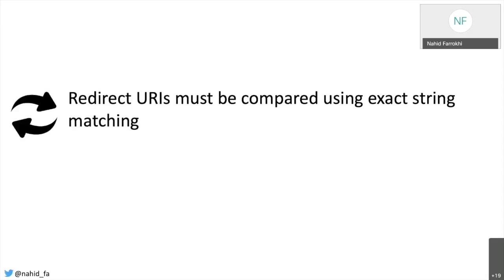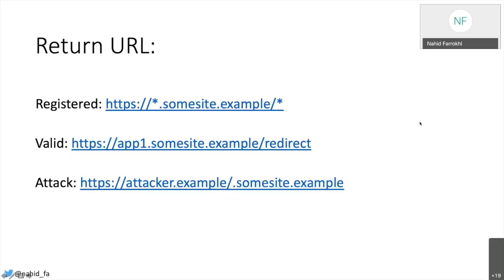Here I have a couple of URLs showing you that, for example, if the registered one is a wildcard one, both the valid and the attacker's will work, right? Having an exact redirect URI is going to help detect the mix-up attack as well. The mix-up attack is a very complex attack, but it comes into the picture when a client needs to deal with different authorization servers, right?